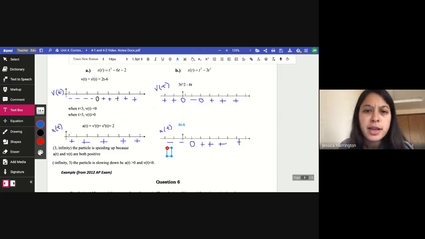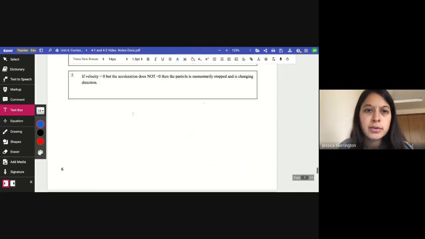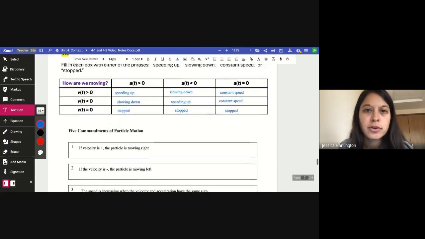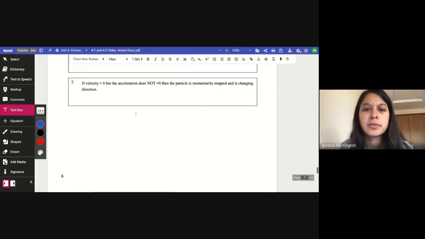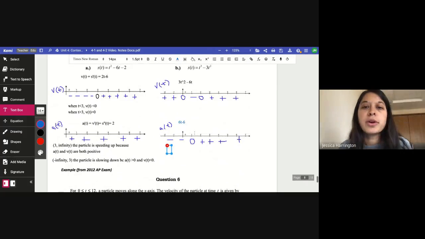It's speeding up when the signs are the same. I'm going to go back up and check this, right? So here's our chart. We're looking for when it's speeding up, so when they're both positive or when they're both negative. This just isn't the answer I got before, I wrote the wrong thing. So when are they both the same? They're both the same from 2 to infinity, right?